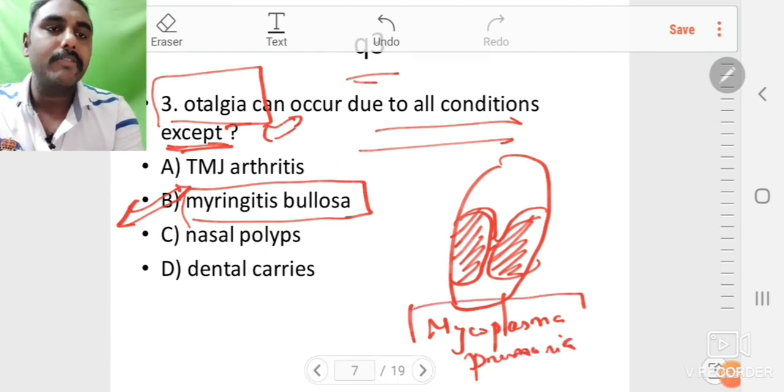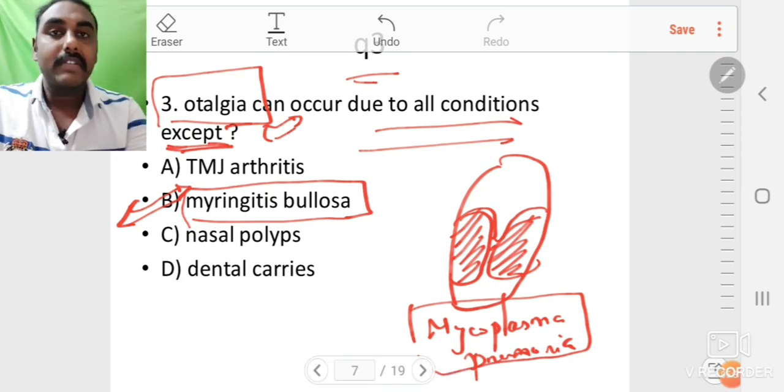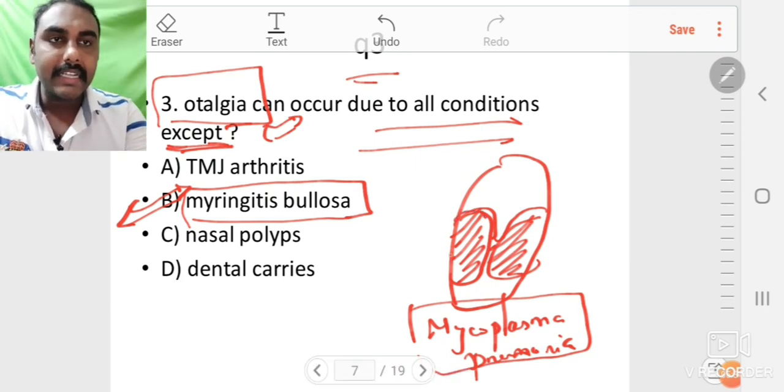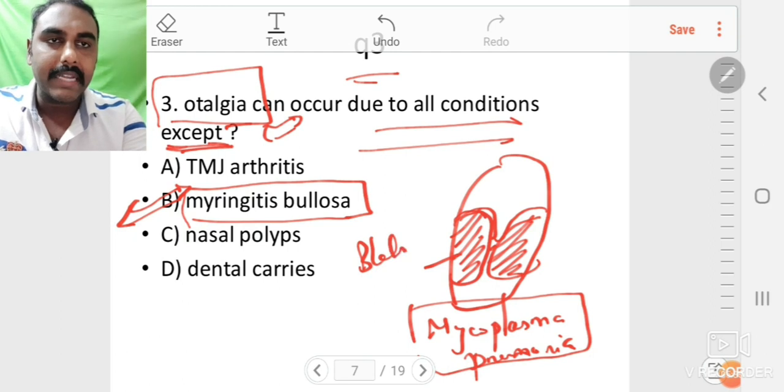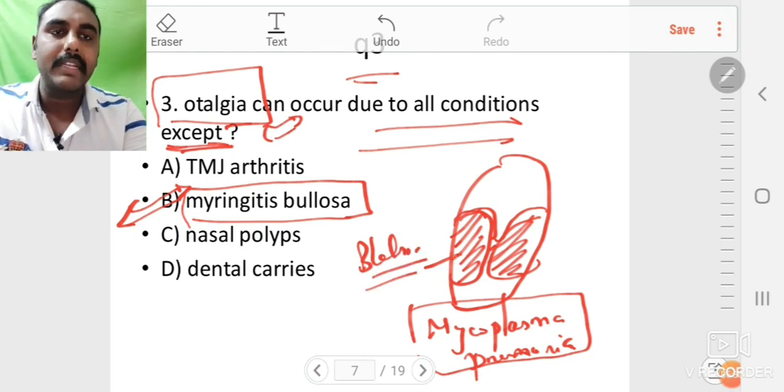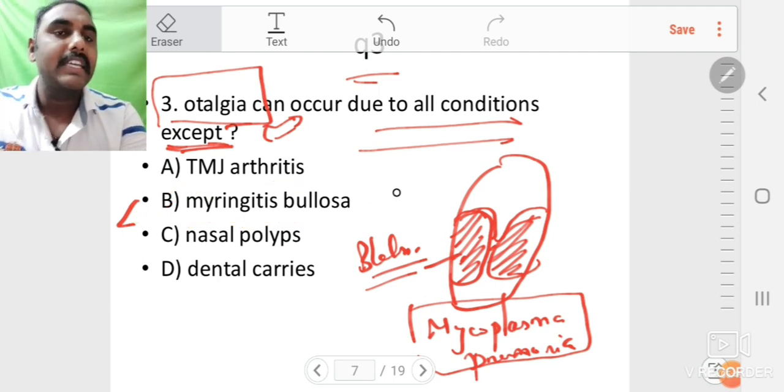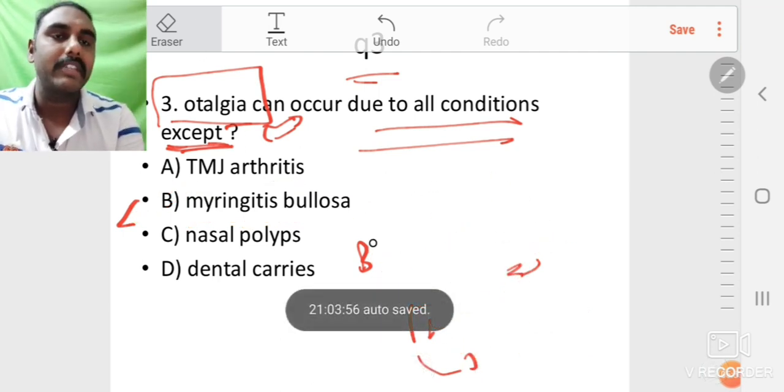Okay, so because of mycoplasma infection, bleps occur along the tympanic membrane. These bleps produce a severe earache, and this condition is called myringitis bullosa. So myringitis bullosa can produce ear pain. Okay, so ruling out that option.